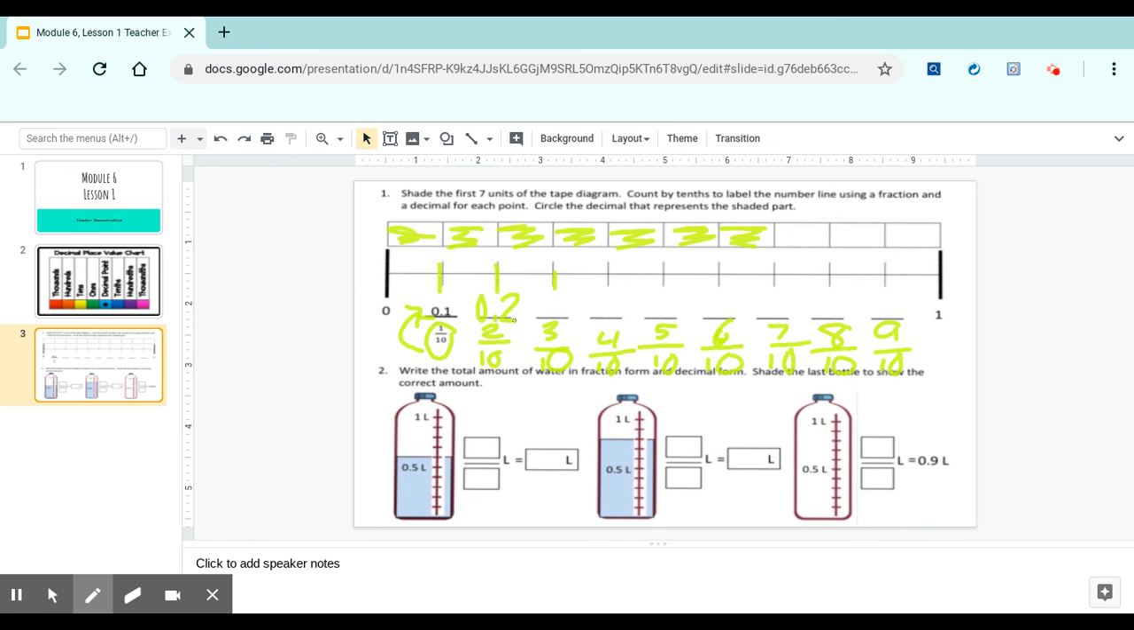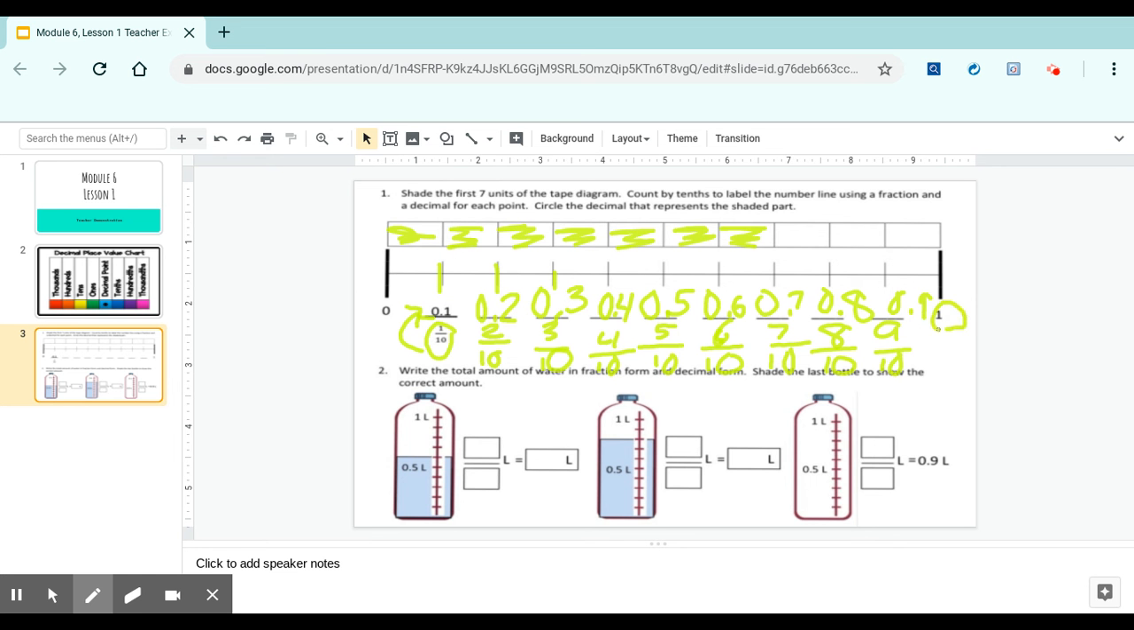And if I was to continue going that way, we have 3/10, so that's 0 and 3/10. Then we have 0 and 4/10. And I'm just going to complete the rest of it following that pattern. Okay, and we do go all the way to 0.9, and then it's 1 whole.